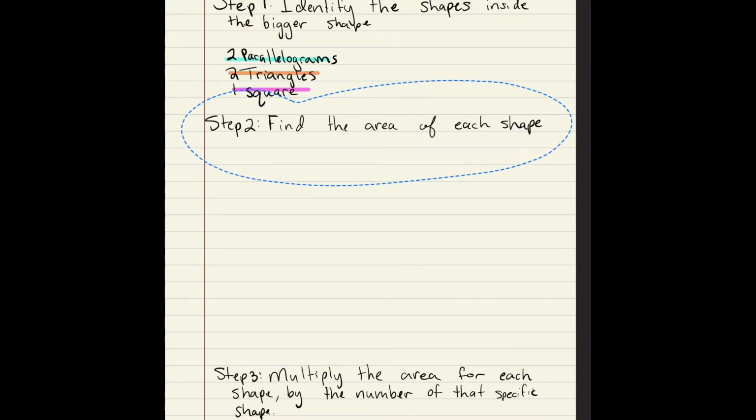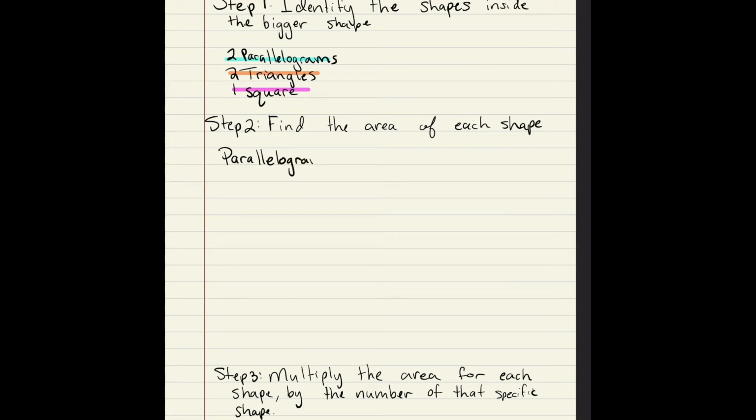Next, I need to find the area of each shape. So I'll start with, and I chose the parallelograms first, so I'm going to label it. So now I'm finding the area for my parallelograms. You're going to want to break up your work. So I'm finding the area for the parallelograms now, and I'm going to use the formula base times height.